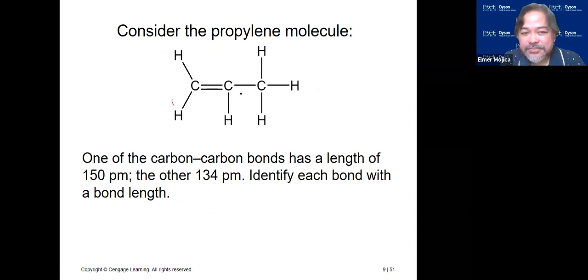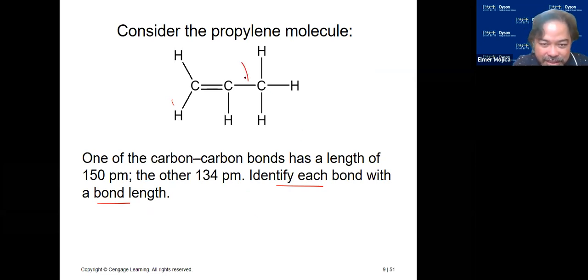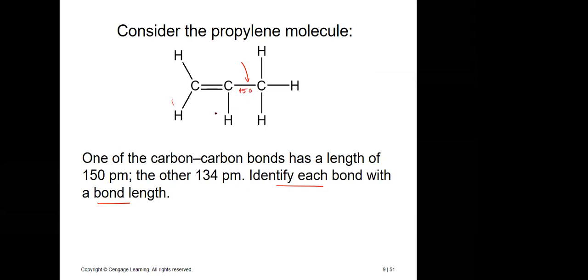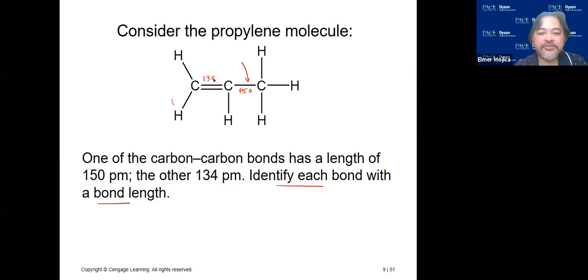So the thing that we're going to do, for the sake that you have a problem like this in the owl, okay, is how are we going to determine the energy here? So consider the propylene molecule. One of the carbon-carbon bonds has a length of 150 picometers. The other is 134 picometers. So identify each bond with its bond length. What do you think is this one? What's the bond length of this? Is that 150 or 134? 150. Yeah, 150. That's the 150, and that's the 150. This is the 134. Okay?